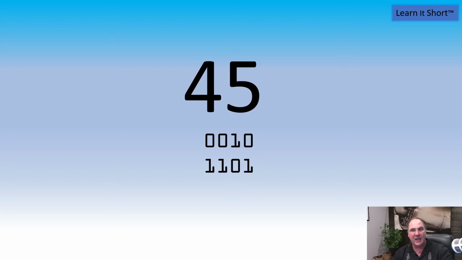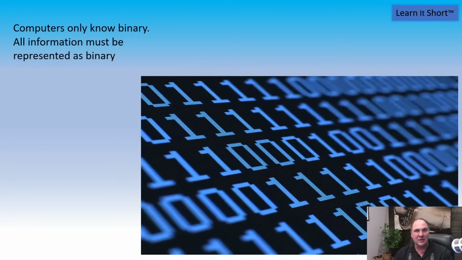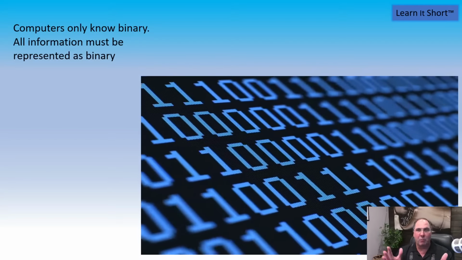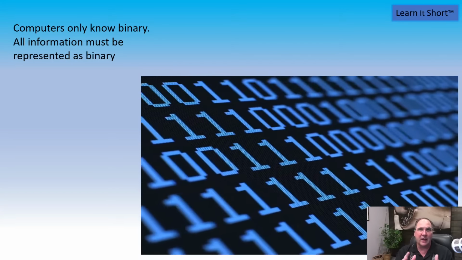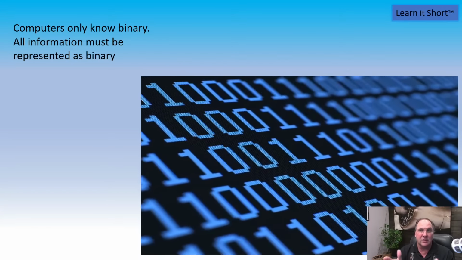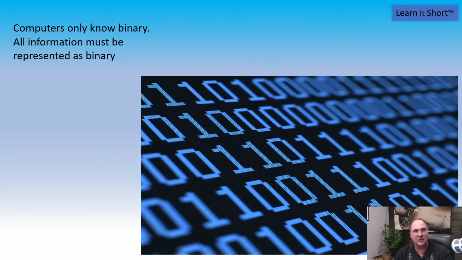its representation inside the computer is in binary. It's going to be 101101. That's that value on the computer. Because the computer doesn't even really represent numbers in base 10 like 45. It only has ones and zeros. Computers only know binary. All information that we present on the computer has to be represented as ones and zeros.